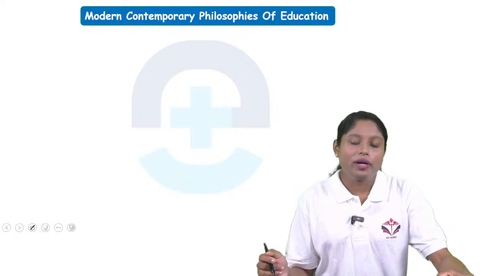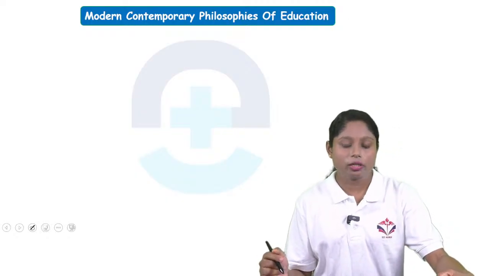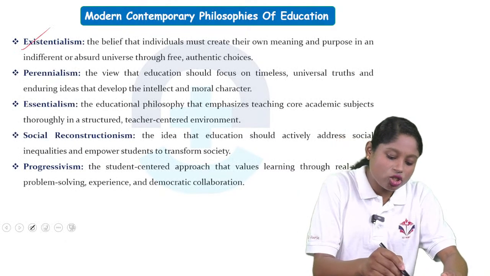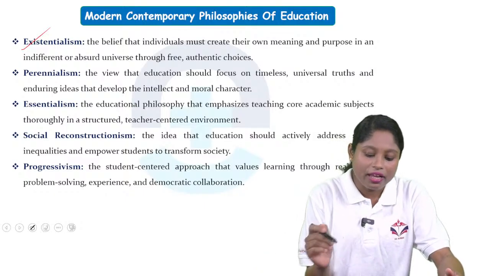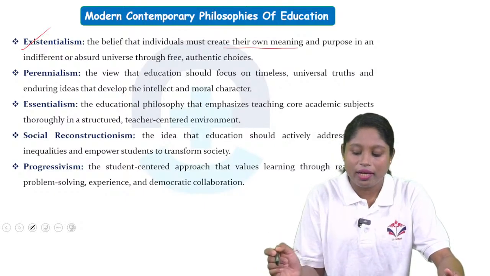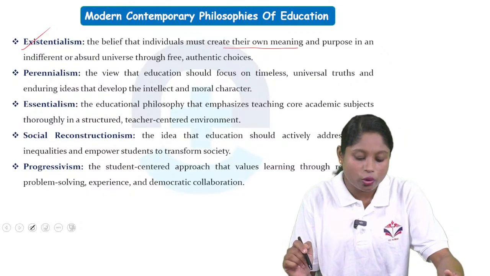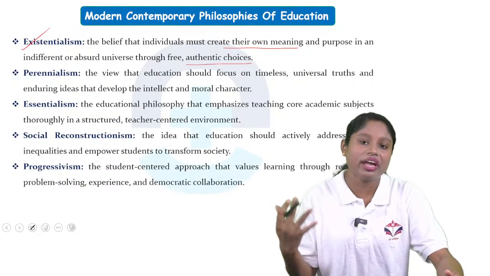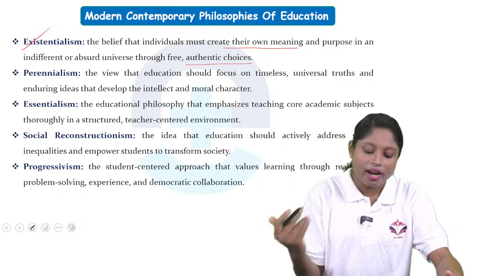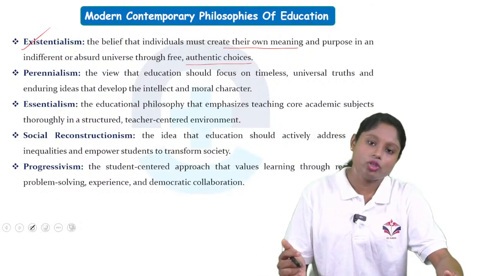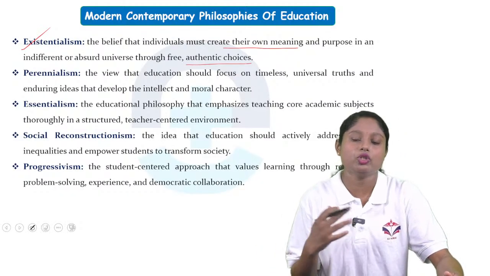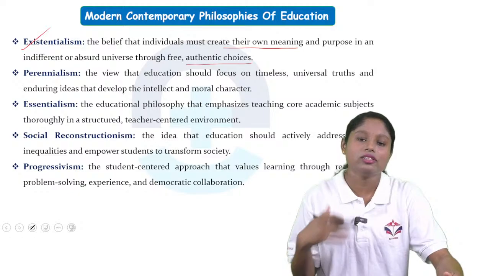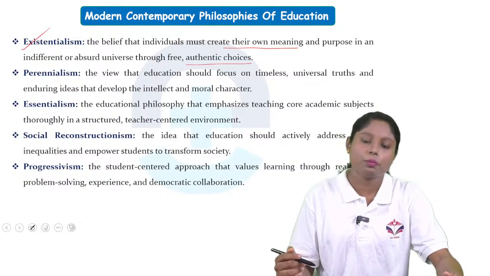Now we will see the modern contemporary philosophies of education. What are they? Let's discuss. First one is existentialism. What is existentialism? The belief that individuals must create their own meaning and purpose in an indifferent or absurd universe through free, authentic choices. So individuals need to create their own meaning and purpose based on their free thought and authentic choices. The individual should be existing in the world. His thought process and ideas should come and should be meaningful and purposeful.